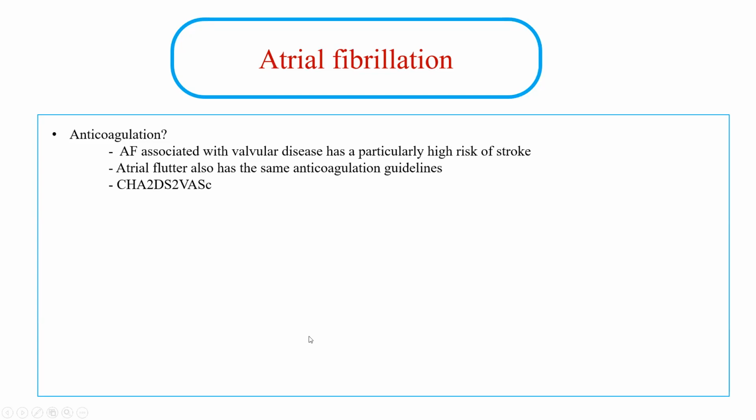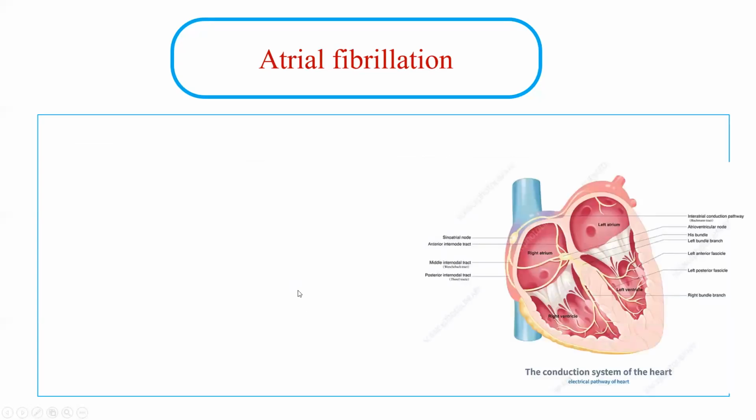Now, the last topic is actually very interesting, which is atrial fibrillation in Wolff-Parkinson-White syndrome. Now, this is very important. Let's talk about physiology. Again, in Wolff-Parkinson-White syndrome, we have another pathway here called the bundle of Kent, right?